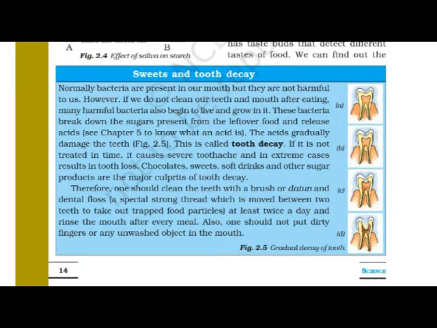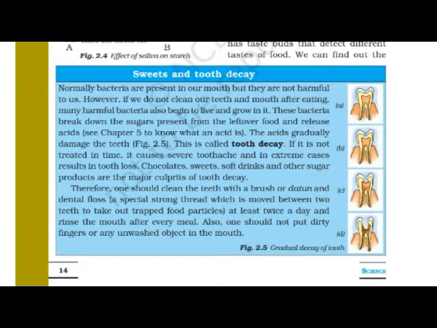If tooth decay is there, then I can say the stage starts with the toothache, where you can't control the sensations. In extreme cases it results in tooth loss, meaning there may be permanent loss of your teeth also. So you should take care.